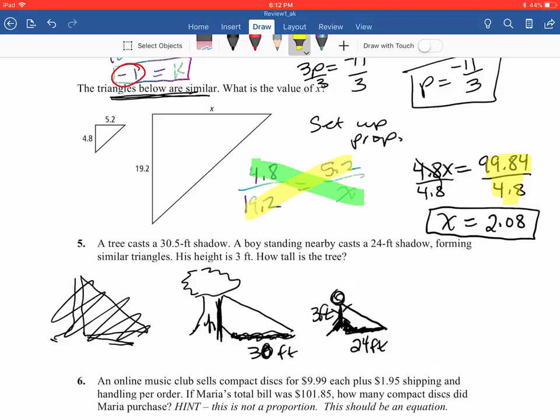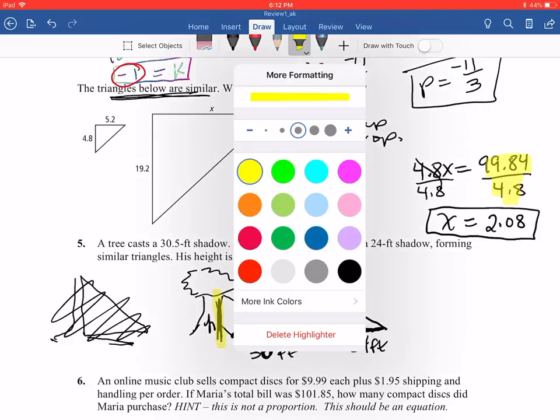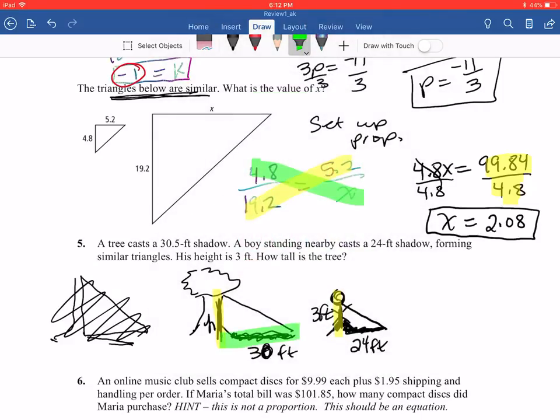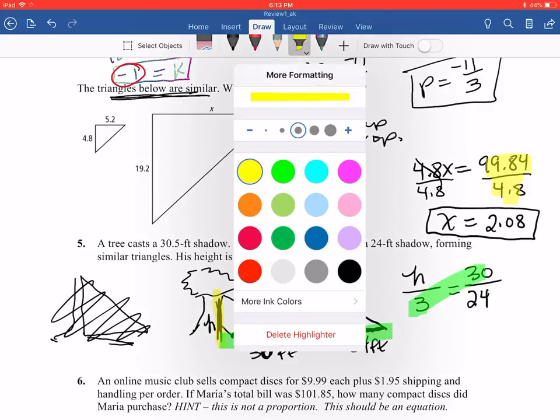Well, just like the triangles below, I can do h, the height of the tree, over the height of the boy, is equal to the length of the shadow over the length of the boy's shadow. So let's do that. So we're going to do height of the tree over the boy's height, so that's 3 feet, is equal to the length of the shadow of the tree over the length of the shadow of the boy. Just like before, cross products.